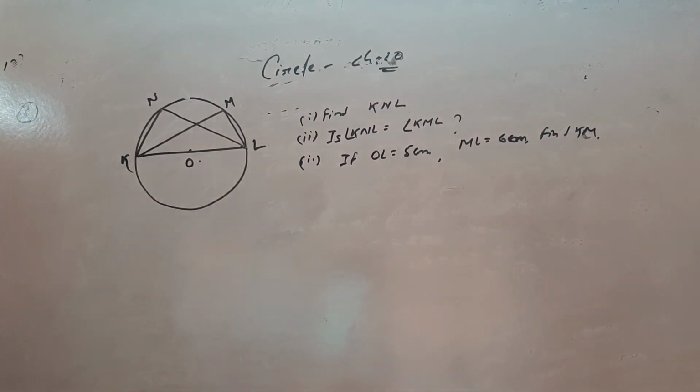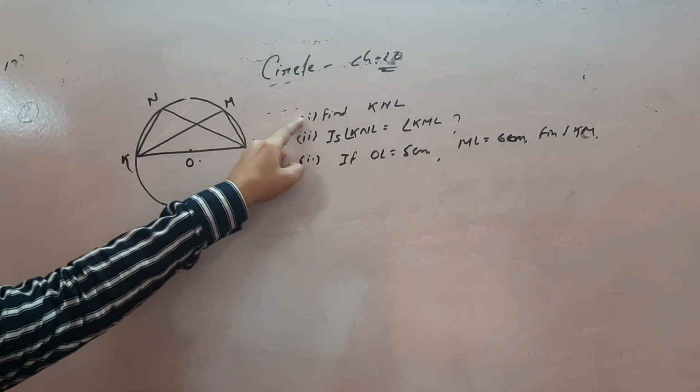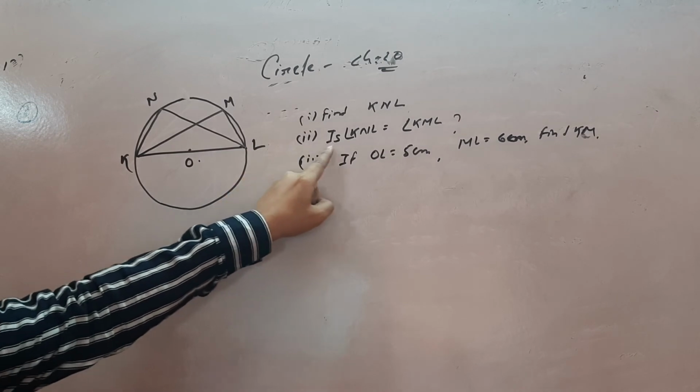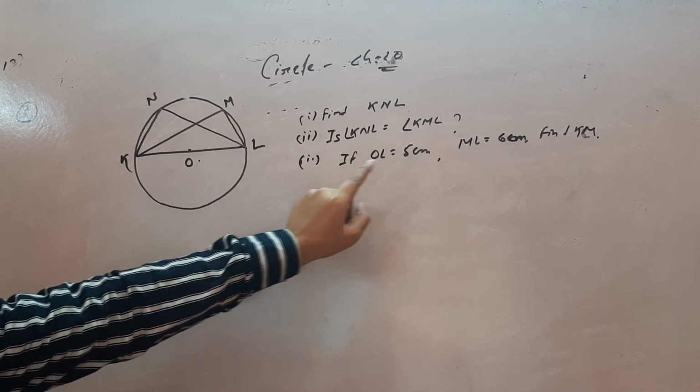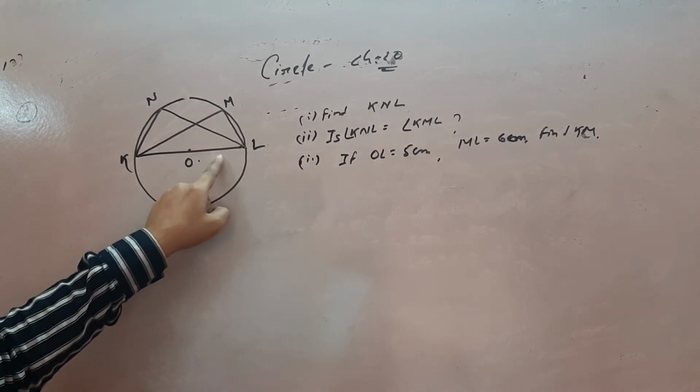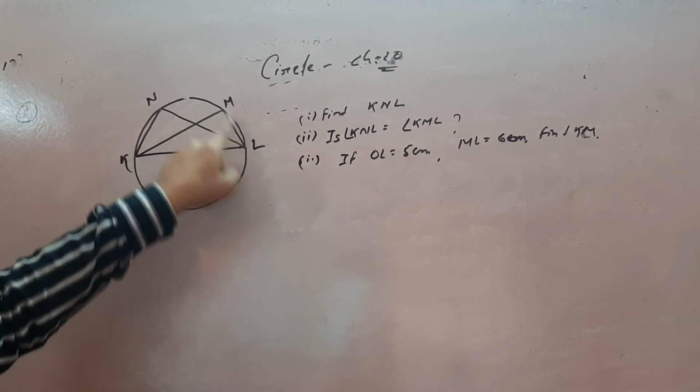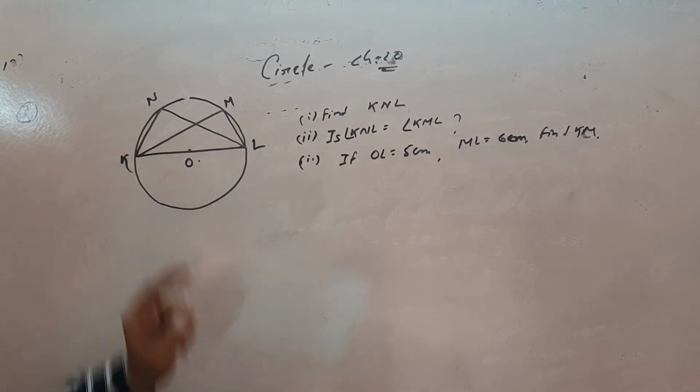Okay, the question is complete. What is the question? In the given figure, first of all find K and L. Is angle KNL equal to angle KML? If OL equals 5 centimeters and ML equals 6 centimeters, find KM.